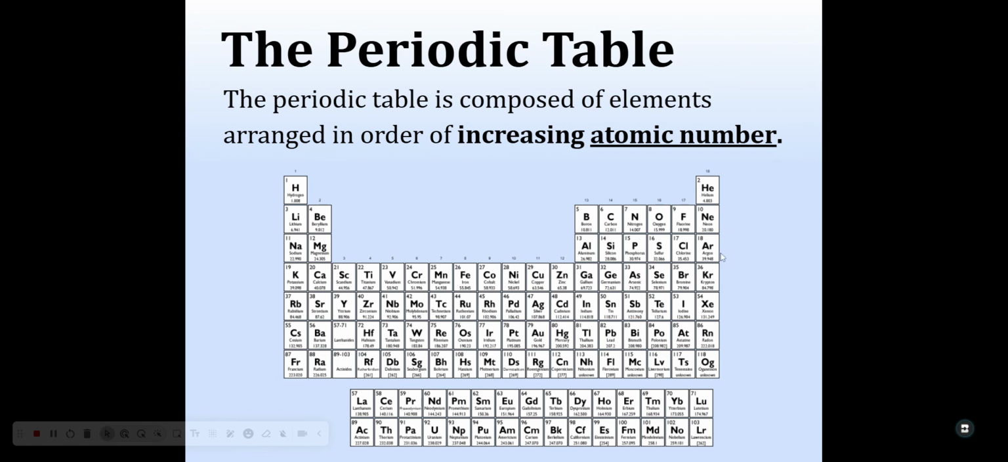And remember, when we talked about what atomic number means, it's the number of protons. So we start at the top left, we go to the top right, and then we just move down rows. Okay, they are always increasing as we go.